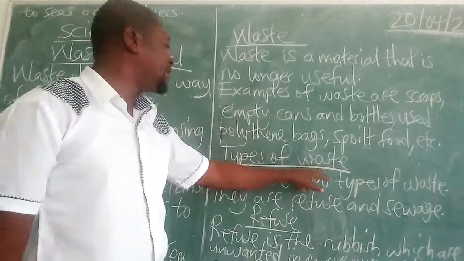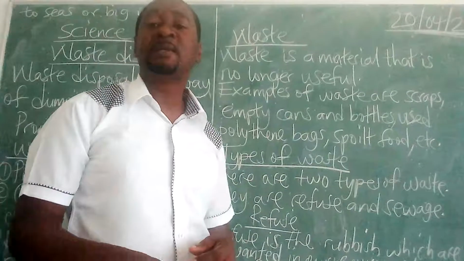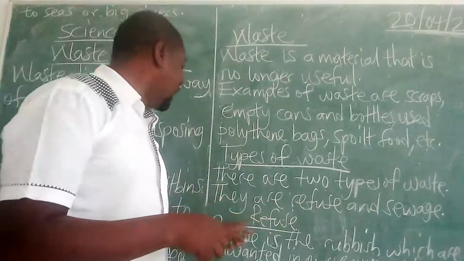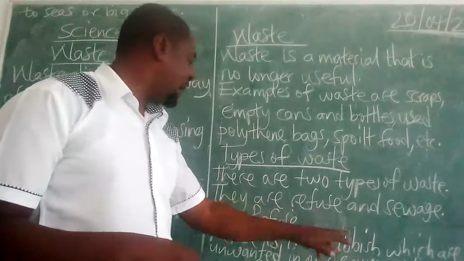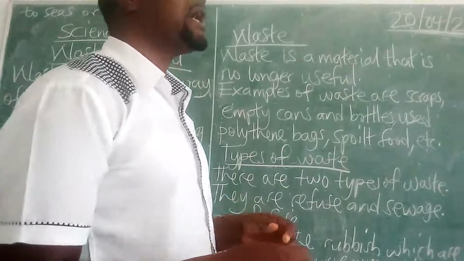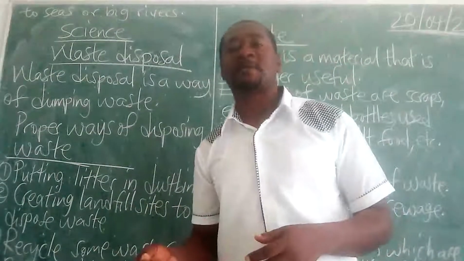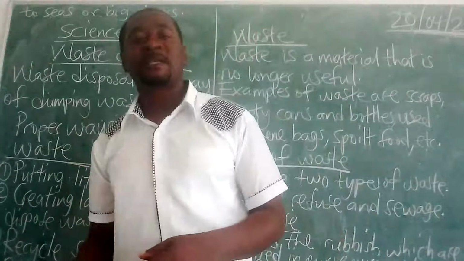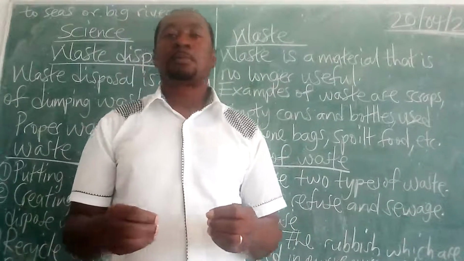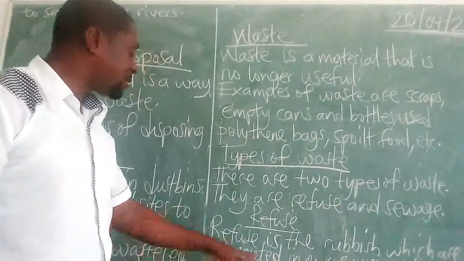Now we go to types of waste. Waste is classified into two. We have refuse and then sewage. Refuse is the rubbish which is unwanted in our environment. That's empty cans, polythene bags, banana peels, kitchen leftovers, anything that is not good, that is not useful to us, becomes refuse.